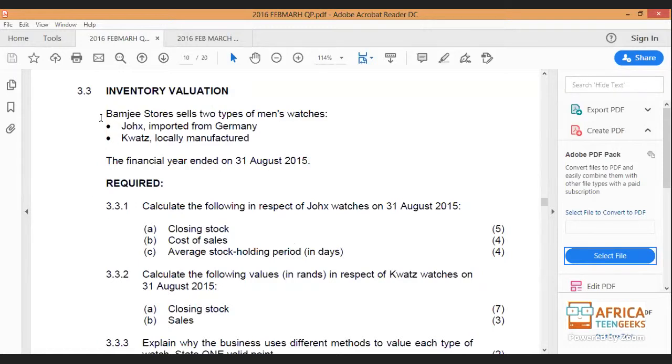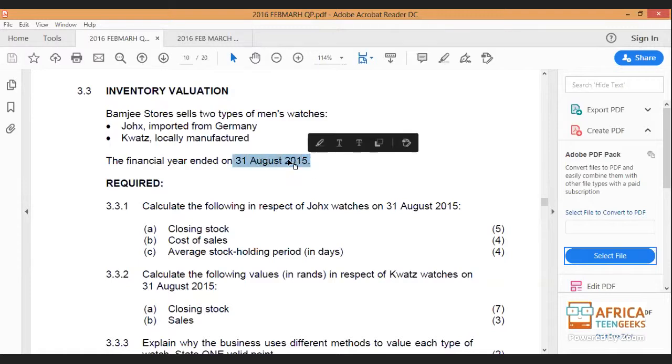It says, Bamji Stores sells two types of men's watches: Jogs imported from Germany, and Quartz locally manufactured. So we are selling two types of men's watches, right? And the name of the store is Bamji. The one from Germany is Jogs, then Quartz is the locally manufactured. The financial year ended on 31st August 2015.